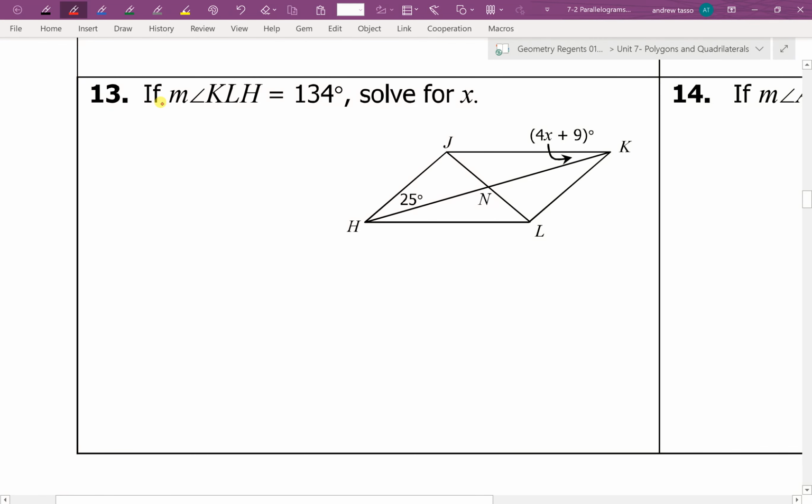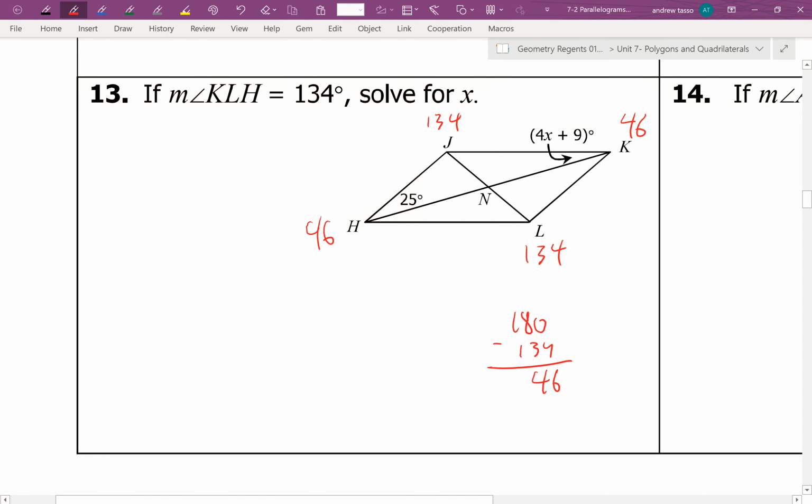Okay, so if we have the measure of angle KLH is 134, so KLH is 134, solve for x. So we know this one would also be 134. Then if I do 180 minus 134, that gives me 46. That would be for this angle and this one, right? Because opposite angles are congruent and adjacent are supplementary.